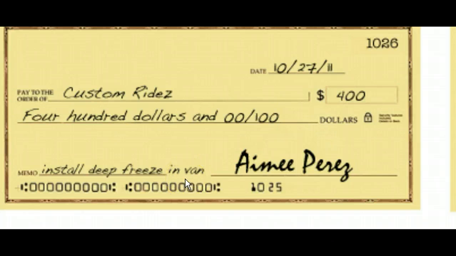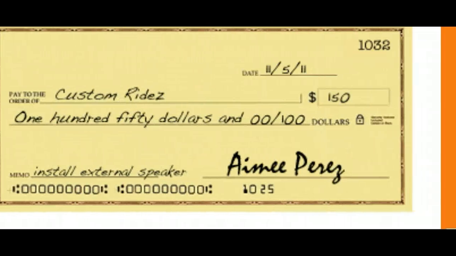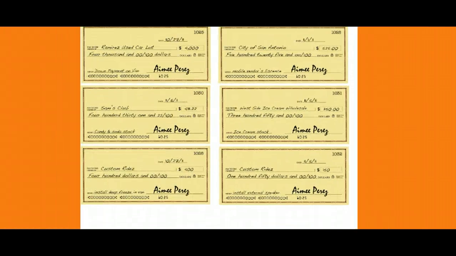Maybe we're starting to get a picture of what's going on here with these details. Can we start to make an inference? Let's look at this last one. Looks like they went to the same place, and they spent $150 on the install of an external speaker. So when we think about all 6 of those checks, we can probably all make a similar inference. Take a second really quickly, pause, and see if you come up with an inference about all of these checks.